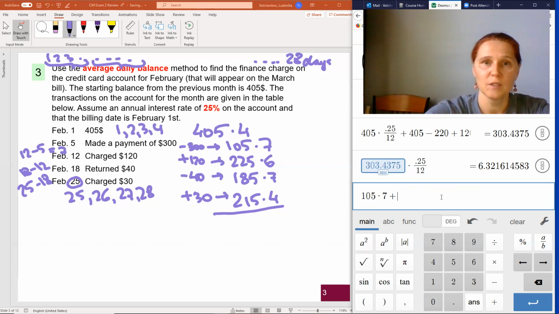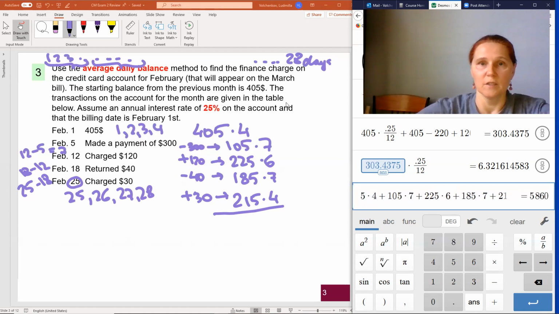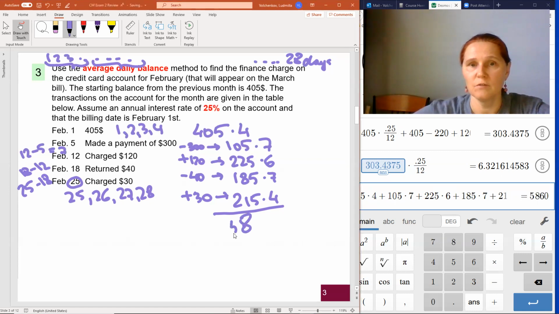105 times 7 plus 225 times 1. Okay, I forgot the very first balance. 405 times 4 plus 105 times 7 plus 225 times 6, 185 times 7 and 215 times 4. So the total is 5860.